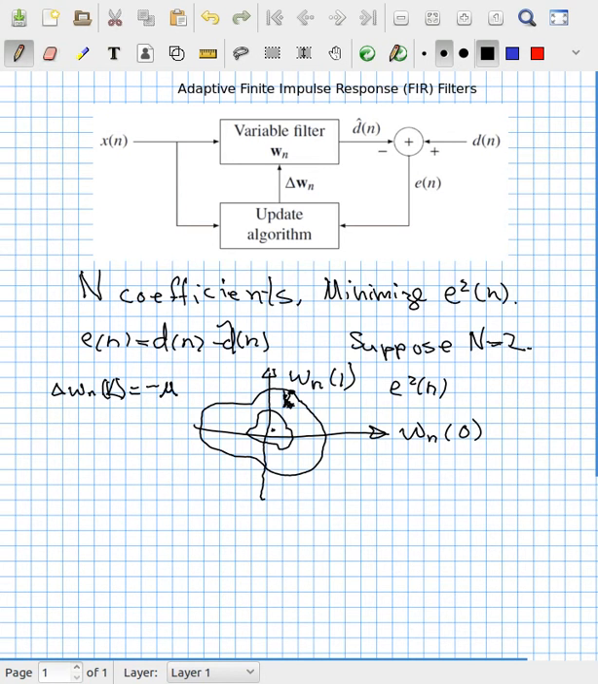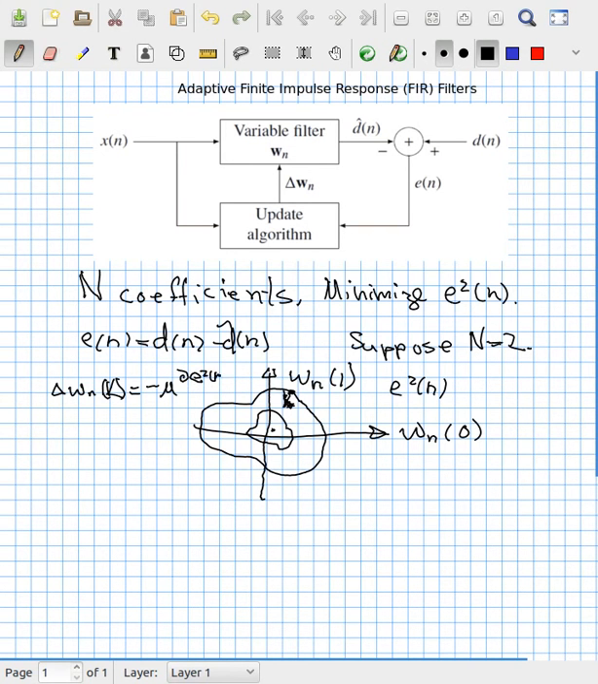So we could write a thing like this. We could say delta Wn of k equals minus, I'm going to put minus because I want to go downhill, Mu is my step size parameter.